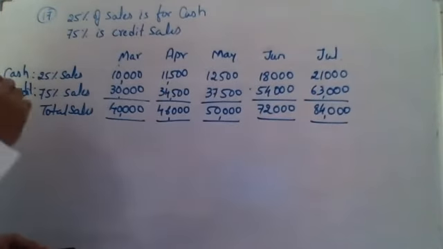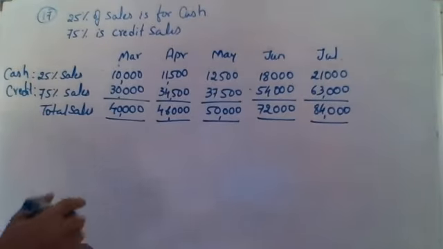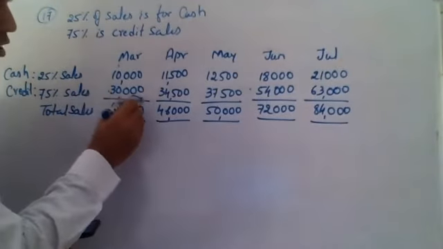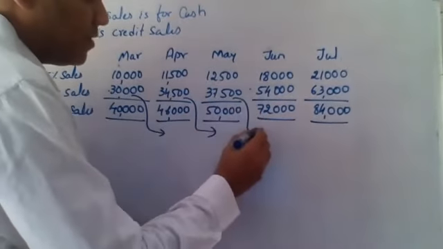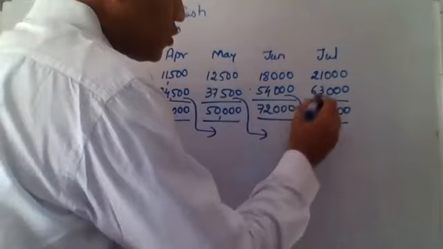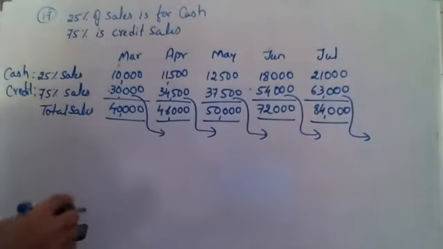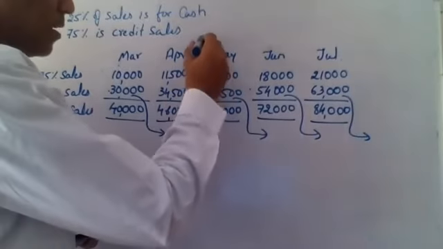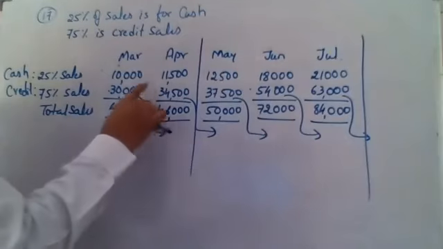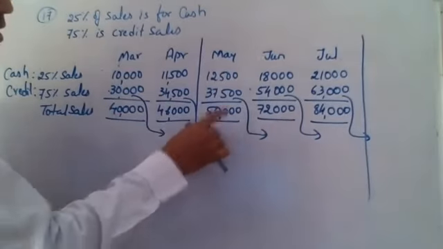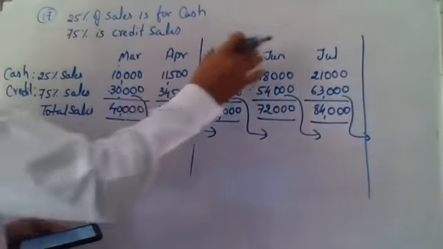All right, what about the credit sales? The question says the credit sales are collected in the month following that of sales. So this 30,000 you're going to get in the month of April. This 34,500 you receive in May. This 37,500 you receive in June. This 54,000 you receive in July, and this 63,000 you may receive in August. So which 3 months do I want? I want May, June, and July. So I will take 34,500, 37,500, and 54,000 here, because I want the receipts of May, June, July.